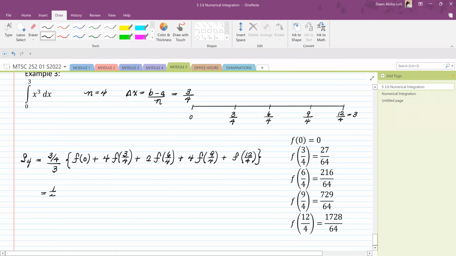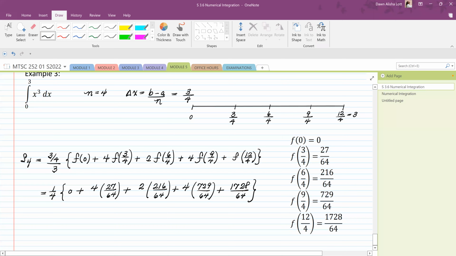So I get 1/4. f of 0 is 0 plus 4 times 27/64 plus 2 times 216/64 plus 4 times 729/64 plus 1 times 1,728/64.